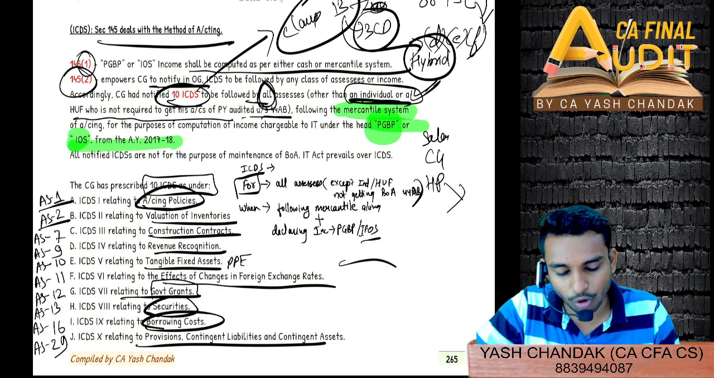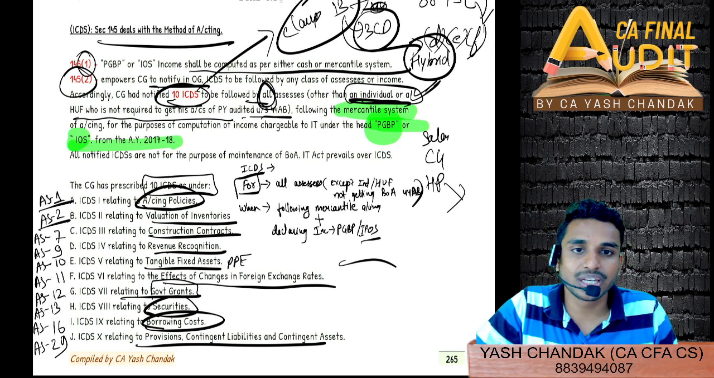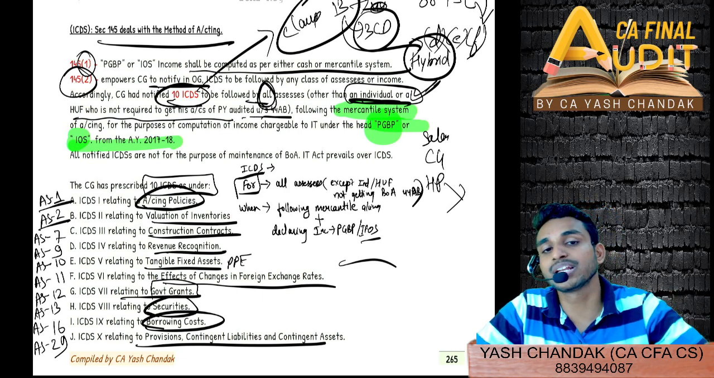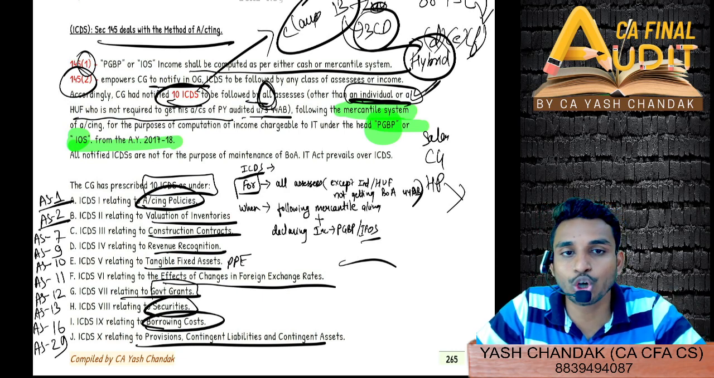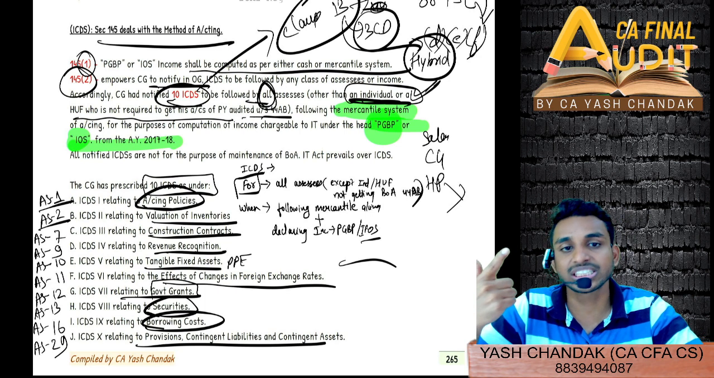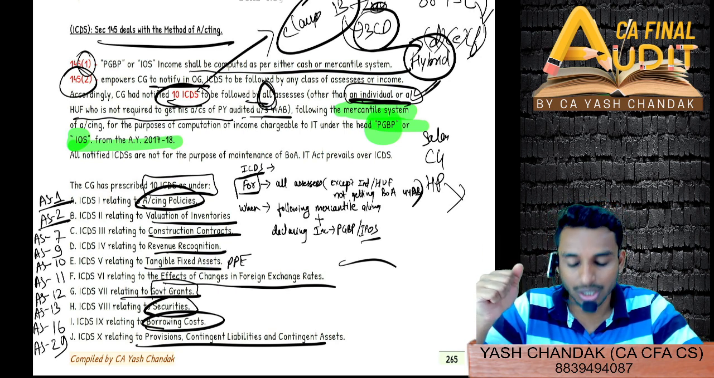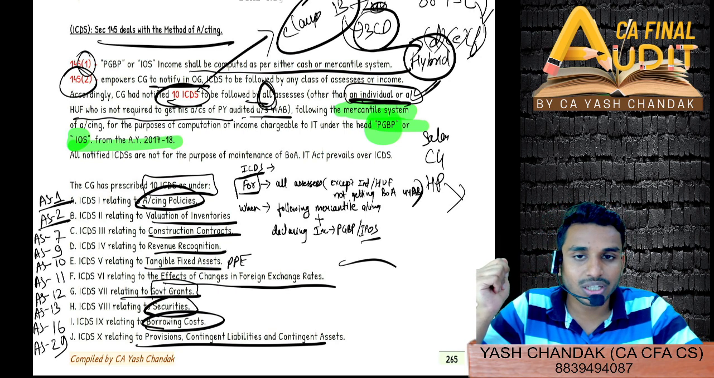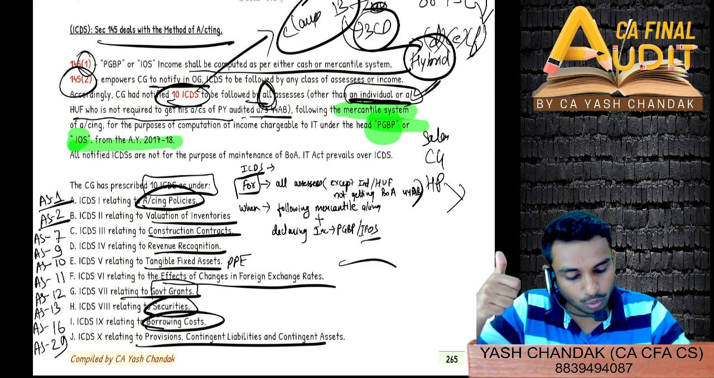Section 145 subsection 1 says what? You can compute your income and follow your maintenance of books of account method as either cash or mercantile, either cash or mercantile, not both. Secondly, subsection 2 tells you what? You need to follow ICDS.